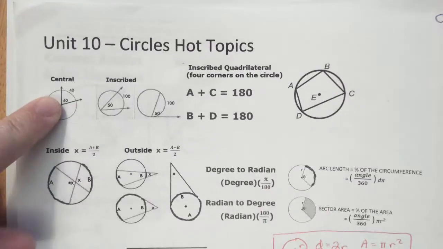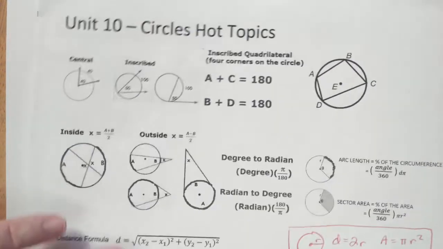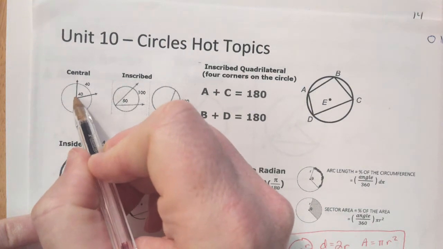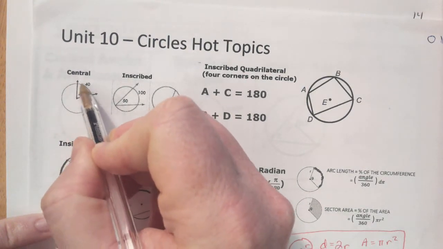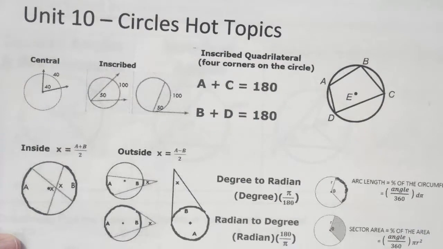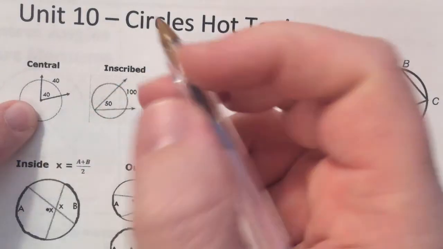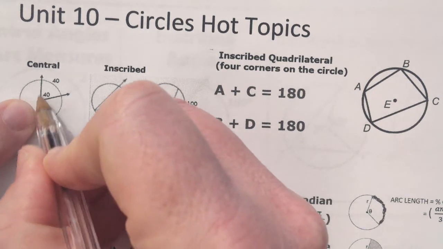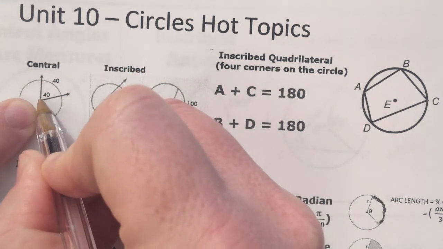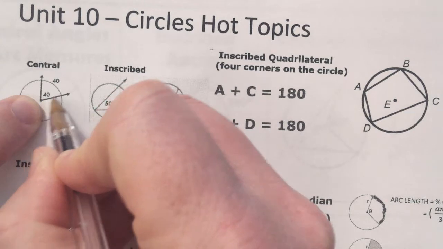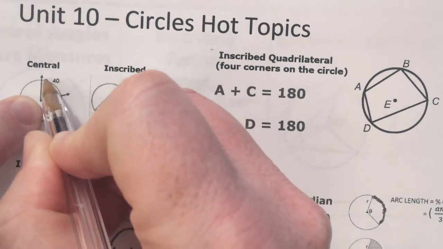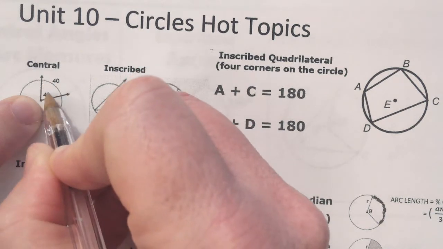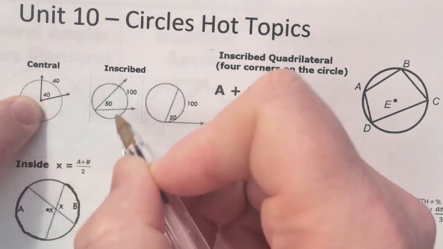If you look at your notes, if the angle from the center of the circle is 40, then the arc that it projects is also 40. Think of a movie projector, and this is the screen. If the projector is at the center, then the screen would also be the same. So if this is 40, this would also be 40.